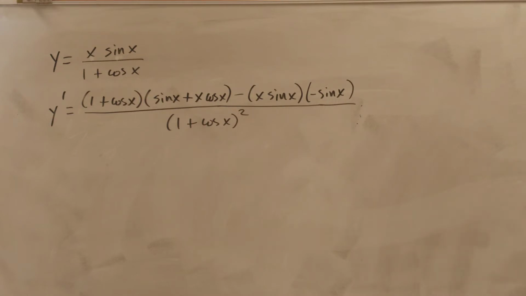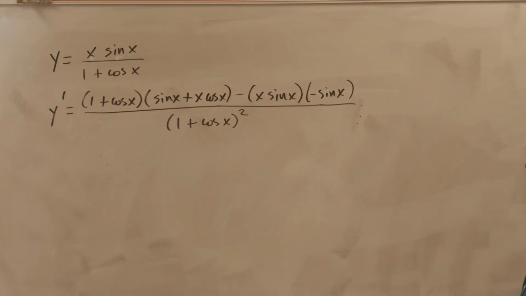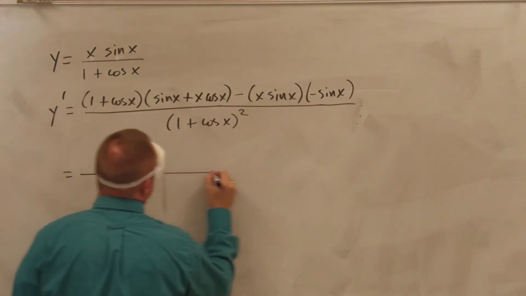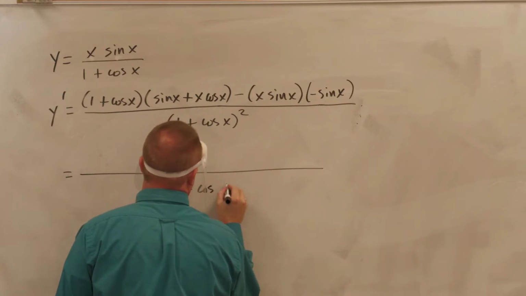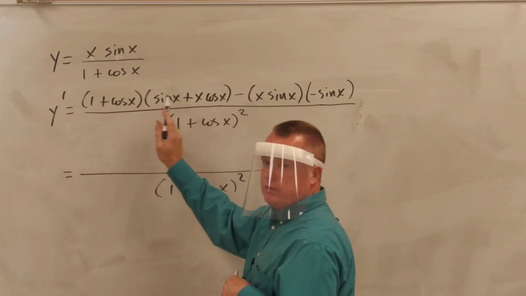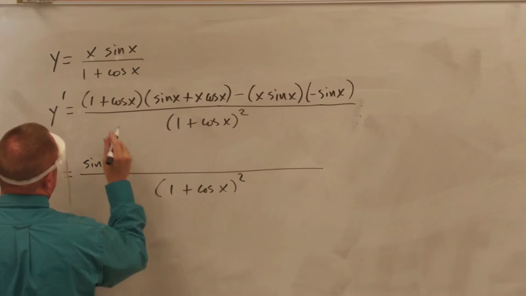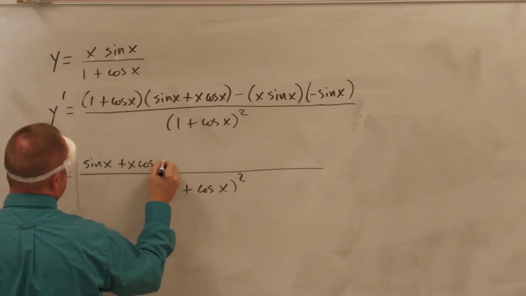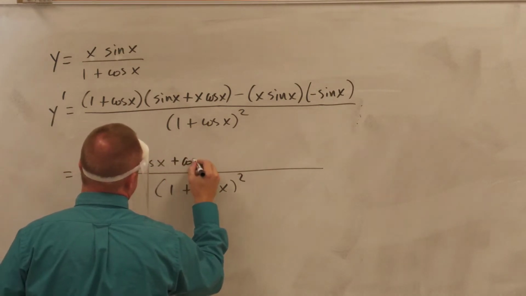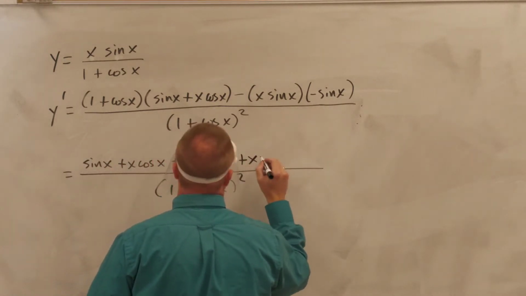Okay, so always with this quotient rule, I would just leave the bottom squared like it is there, and then just kind of reduce the top and see what happens. So I'm going to leave the bottom 1 plus cosine x squared. All right, so on the top, I'm going to distribute this out. It's a binomial times a binomial. So I would have 1 times sine x, and then 1 times x cosine x is x cosine x. And then plus cosine x sine x plus x cosine squared x.